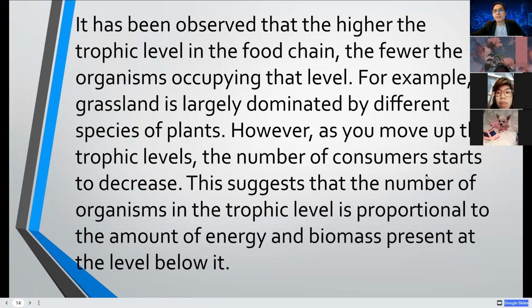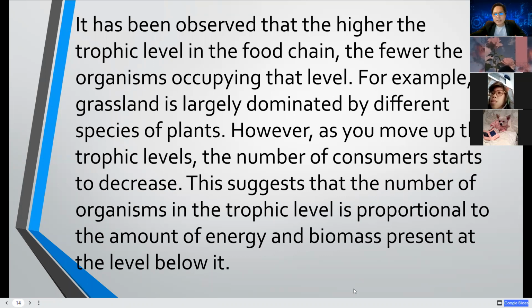It has been observed that the higher the trophic level in the food chain, the fewer the organisms that occupy that level. For example, a grassland is largely dominated by different species of plants. However, as you move up the trophic levels, the number of consumers starts to decrease. This suggests that the number of organisms in a trophic level is proportional to the amount of energy and biomass present at the level below it.